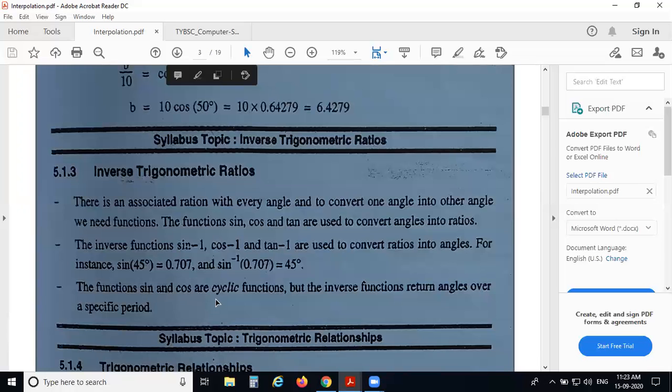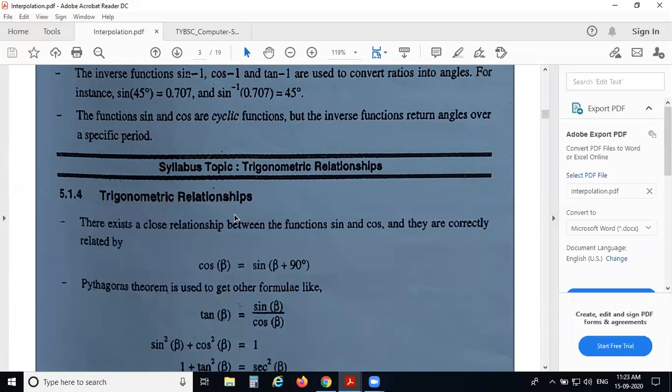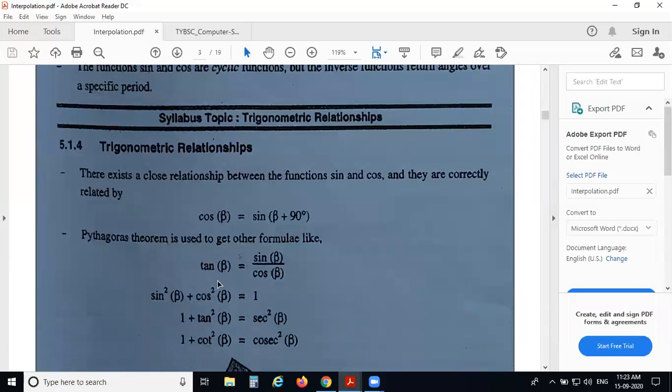The functions sin and cos are cyclic functions, but the inverse functions return angle over a specified period. Okay, then the next one is trigonometric relationships. There exists a close relationship between the functions sin and cos. Cos beta is equal to sin of beta plus 90 degrees. The Pythagoras theorem is used to get the formula. You just know about that formula, that is tan beta is equal to sin beta upon cos beta.